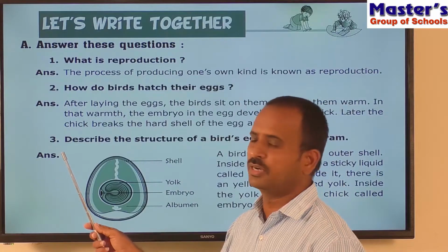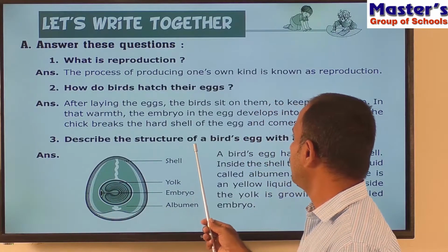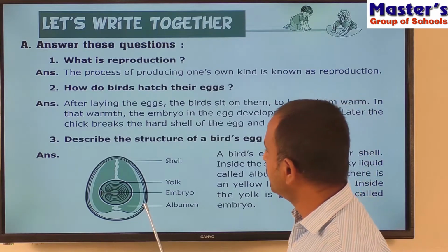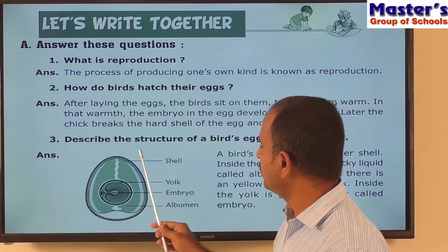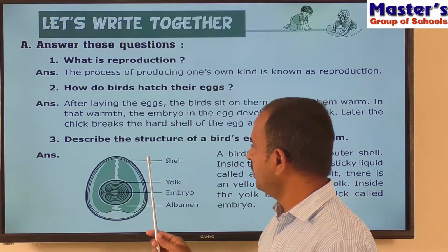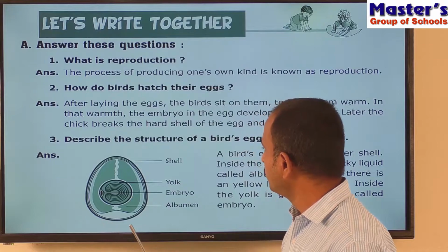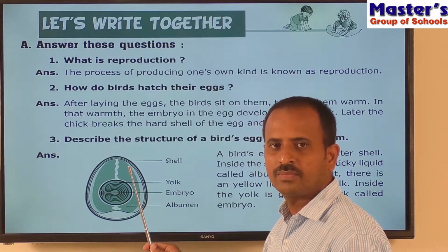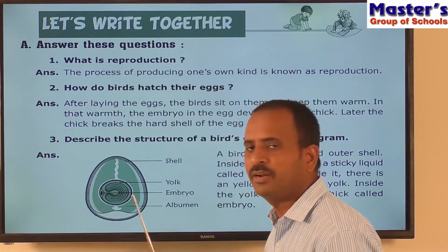So, children, read the third question. Describe the structure of a bird's egg with a diagram. Let us see the picture. Children, you are observing the structure of the egg here. What are you observing inside the egg? First you observe a black color outline. What does that black color outline represent?